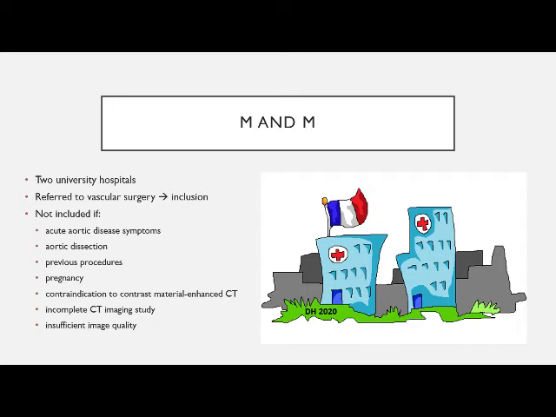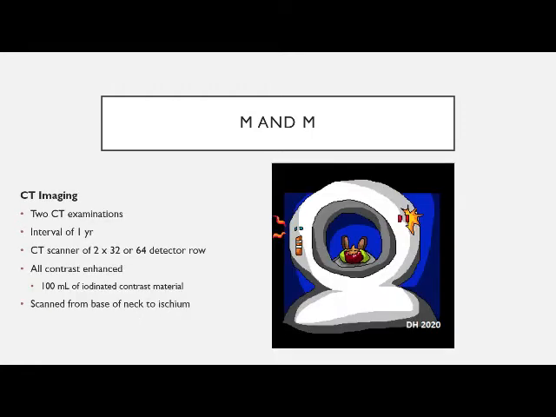Then some of the characteristics, just briefly here, you had 2 examinations, one initial and then one at the 1-year interval. The CT scanners used were either of 2 times 32 or a 64 detector row CT scan. All studies were contrast enhanced, so they used 100 milliliters of iodinated contrast material, scanning from the base of the neck to the ischium.